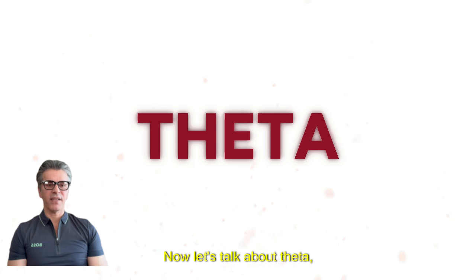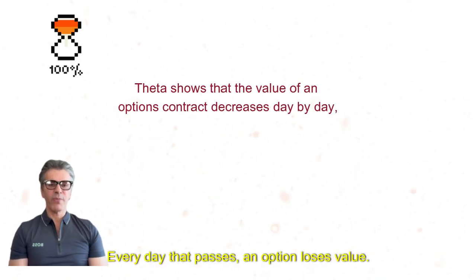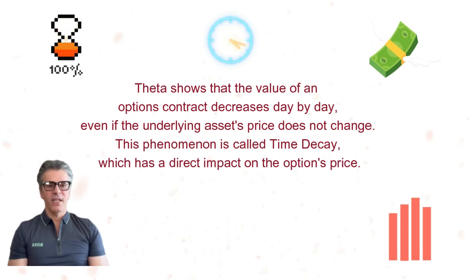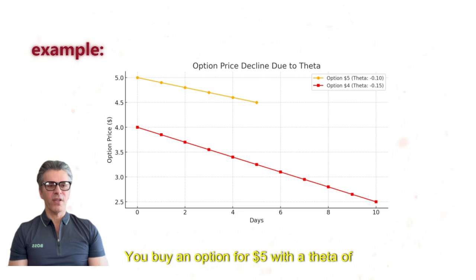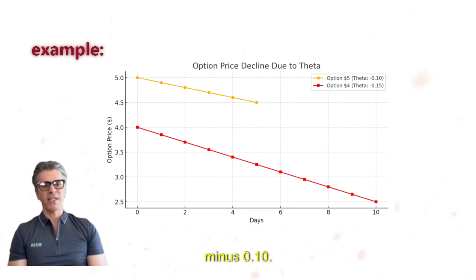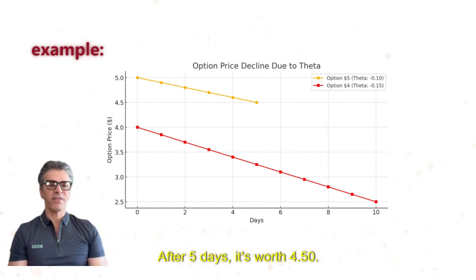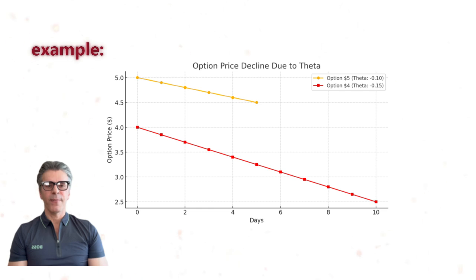Now let's talk about theta, or time decay. Every day that passes, an option loses value. That's theta in action. Let's go through an example. You buy an option for $5 with a theta of -0.10. Each day, it loses 10 cents in value. After 5 days, it's worth $4.50.